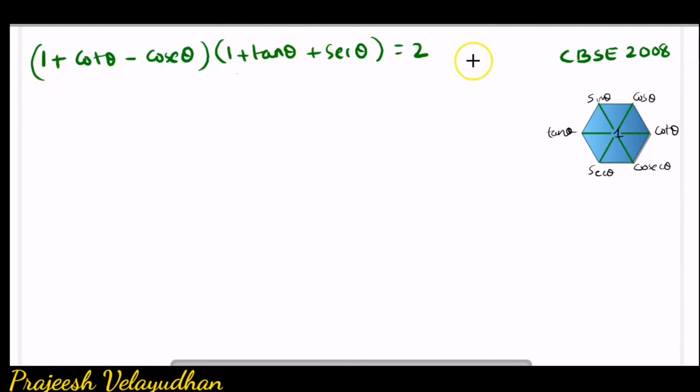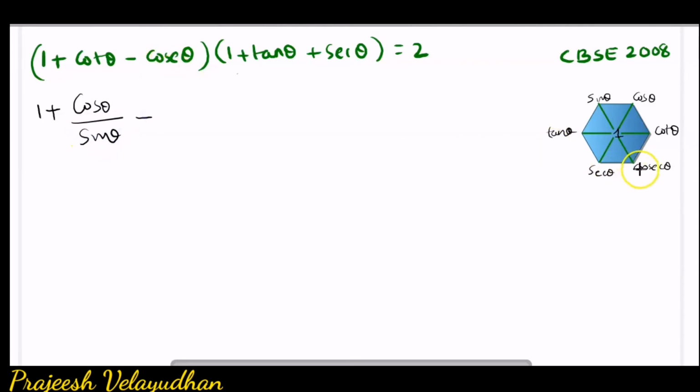Question number 3 from CBSE 2008. 1 plus cot theta minus cosec theta into 1 plus tan theta plus sec theta, which is equal to 2. Okay. So from LHS, 1 we can write as it is 1, and cot theta, we know cot theta is cos theta upon sin theta. So cos theta upon sin theta.